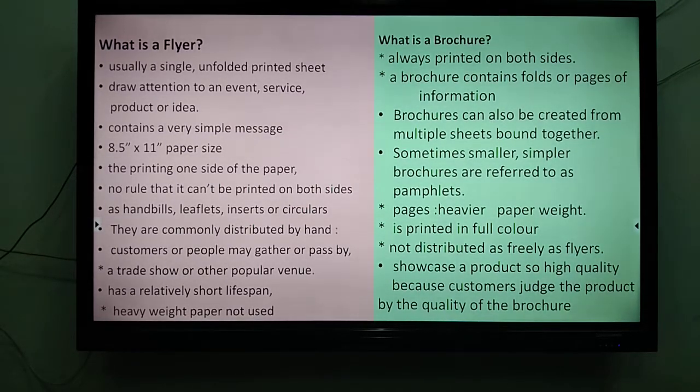Now you might have seen brochures. Why am I talking about it? You must have seen that in my lectures I just try to give you some extra information just to increase your general awareness. Now a brochure is printed on both sides, and it contains many folds or pages. It may be something like a booklet as well. They can be created from multiple sheets which are bound together like a book. But they may have just 4 pages or 5 pages, and they are printed on all sides. Sometimes if a brochure is small, it can also be referred to as a pamphlet.